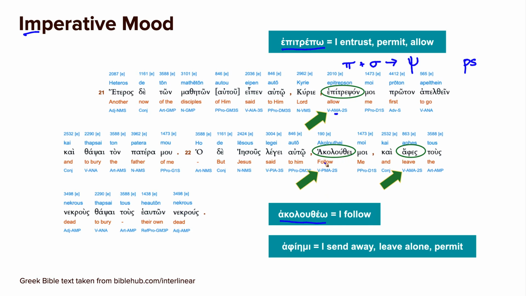So another imperative is follow me, akaluthe moi. Here we have the ending a, and that's an indication that this is a present imperative. Now, present and aorist imperatives don't always differ when it comes to the time. Like allow me, follow me, are pretty much he wants that to happen. But present often is used for something that's a general command. Follow me, not just right now, but always.